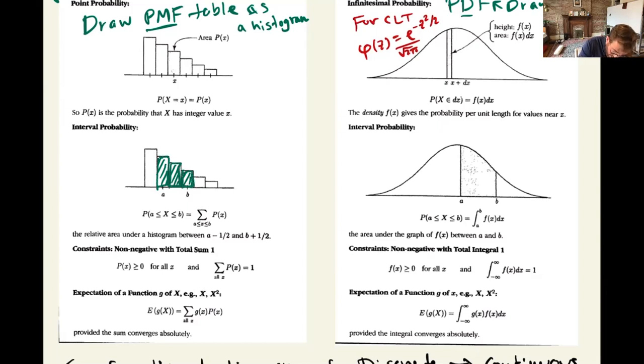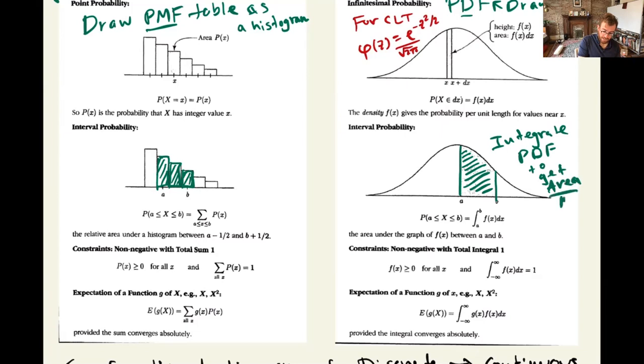But now what I can do, because I have this continuous approximation, is I can just take the integral of this function, the PDF. So I integrate the PDF to then get area under the curve. And here, area is going to be our analog of probability.